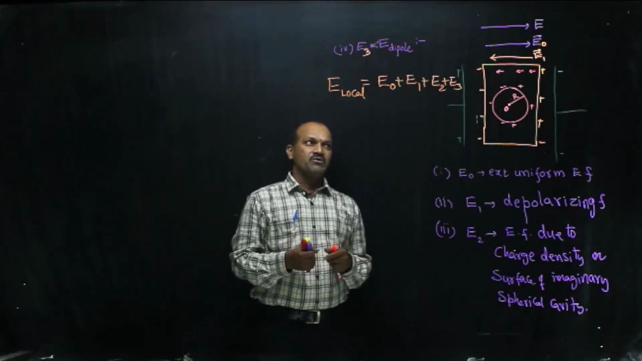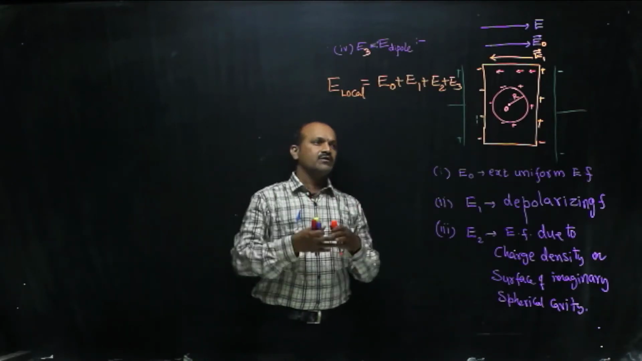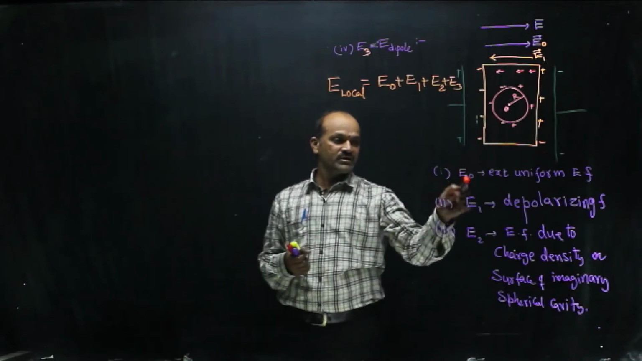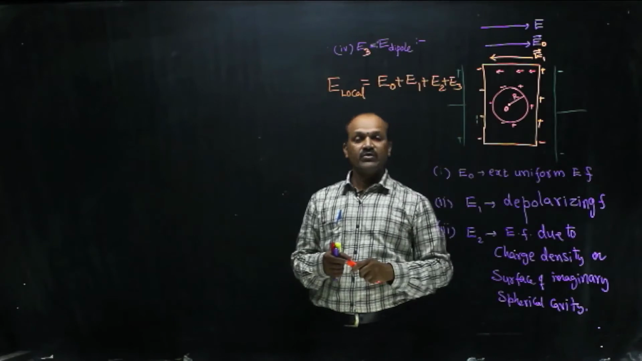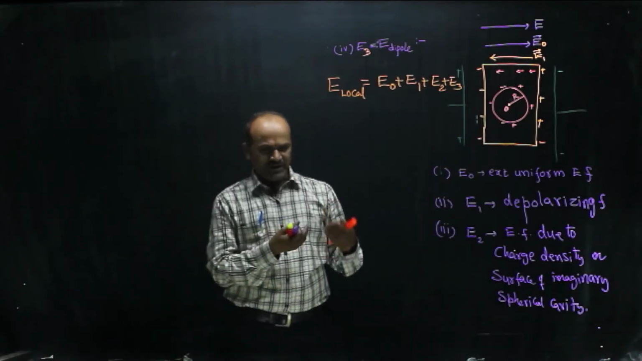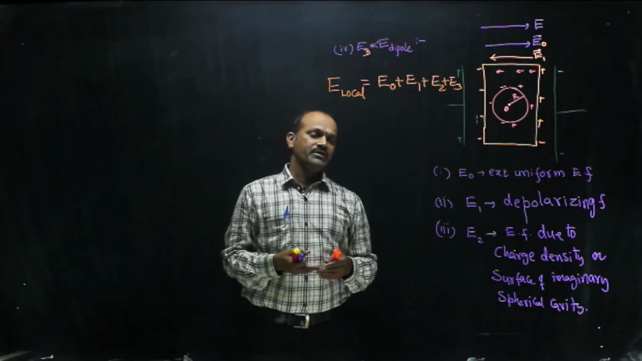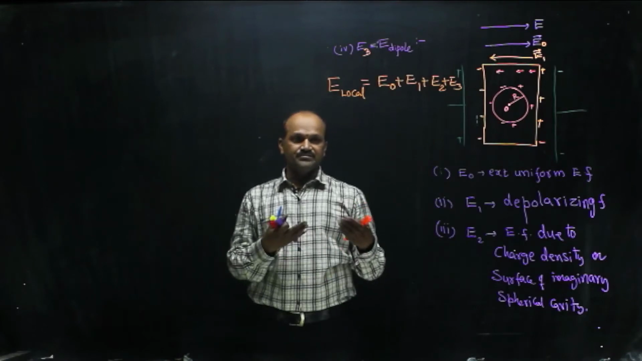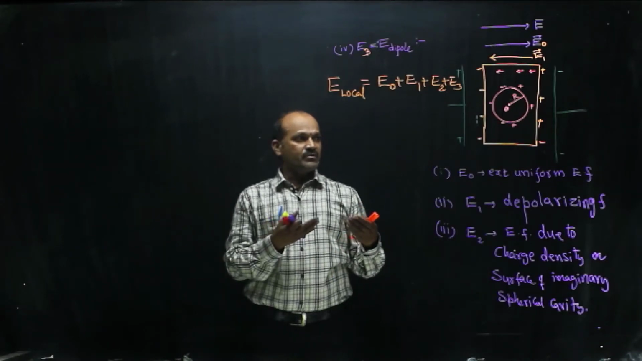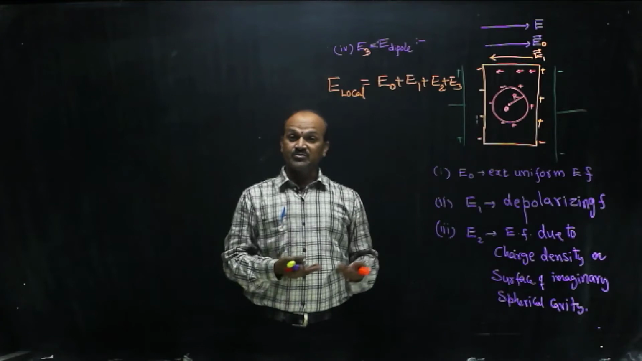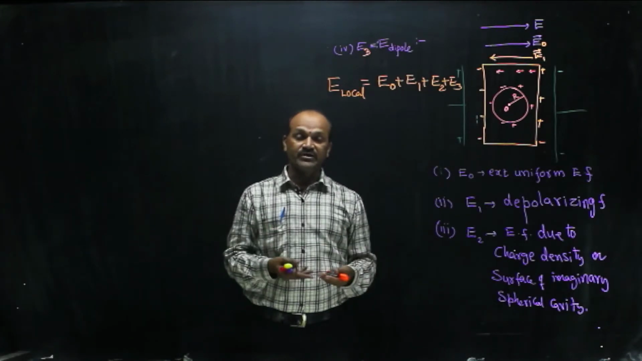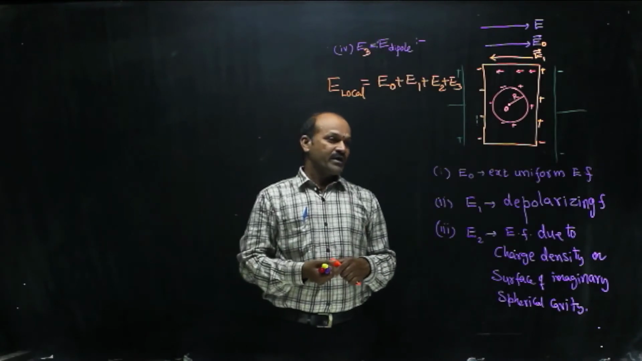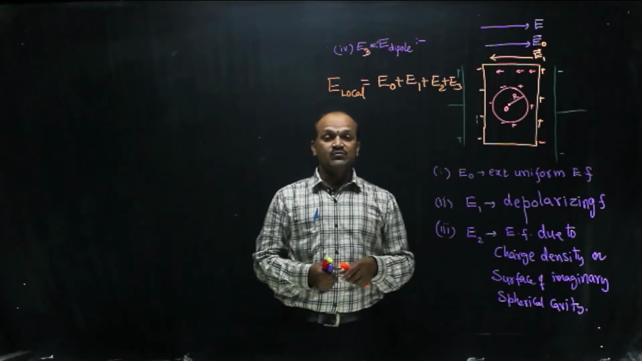Another important point here: if you consider in general, this E naught and E1 combinedly create a hole in the material. And another important thing we use is polarization, the charge per unit area. We can think of polarization as charge per unit area, mathematically. Anyway, let us calculate all these 4.